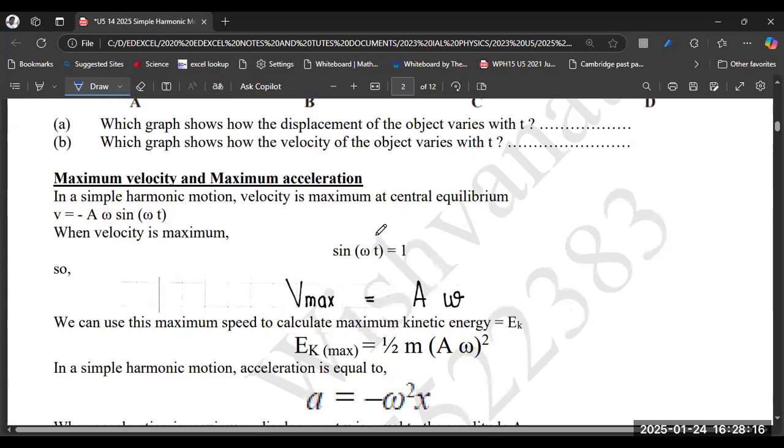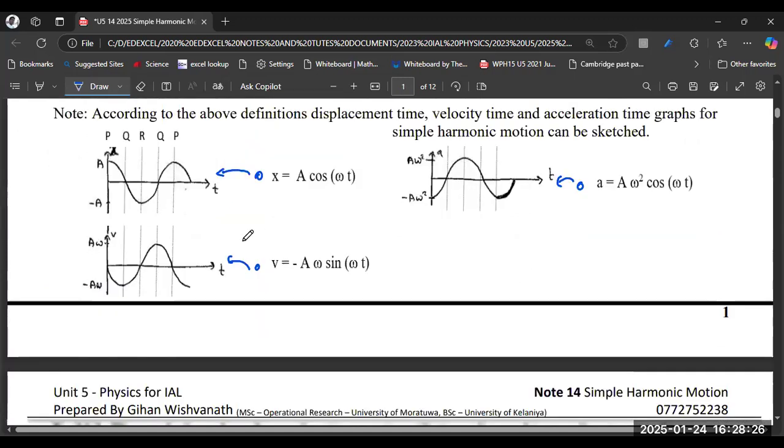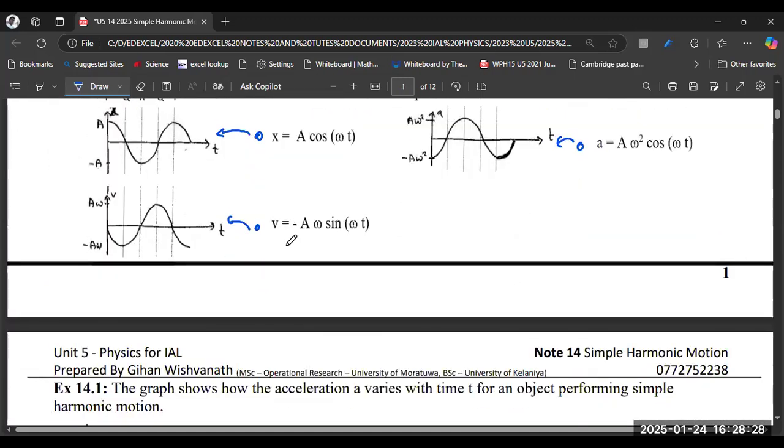So today we will start from the equations of simple harmonic motion and some important facts. We know that the velocity equation in simple harmonic motion is v equals A omega sin omega t. If I want the maximum velocity, the maximum velocity would be A omega.